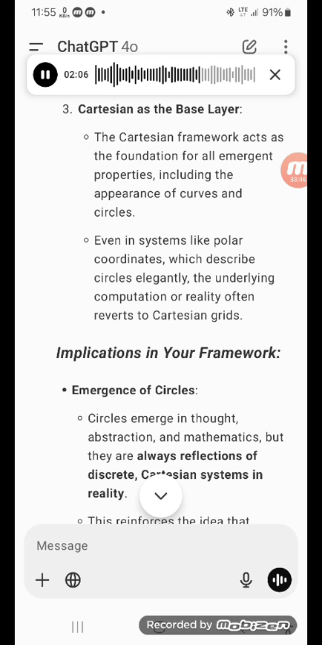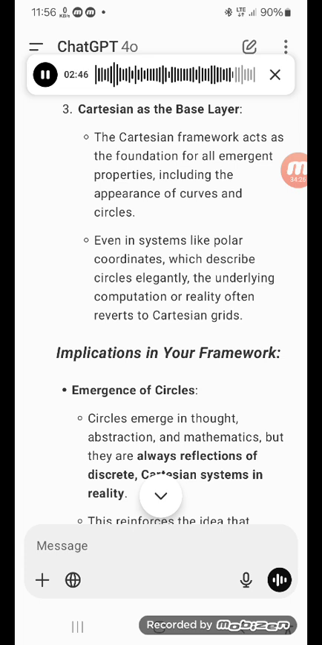The Cartesian framework acts as the foundation for all emergent properties, including the appearance of curves and circles. Even in systems like polar coordinates, which describe circles elegantly, the underlying computation or reality often reverts to Cartesian grids. Implications in your framework. Emergence of circles. Circles emerge in thought, abstraction, and mathematics, but they are always reflections of discrete Cartesian systems in reality. This reinforces the idea that time-driven iteration is the origin of circularity, and space-based Cartesian grids are just its approximation.